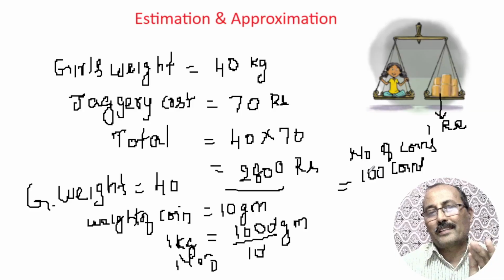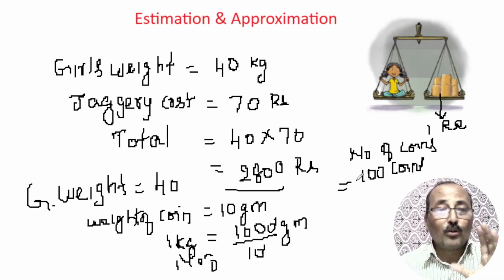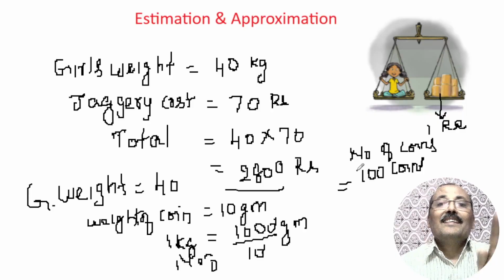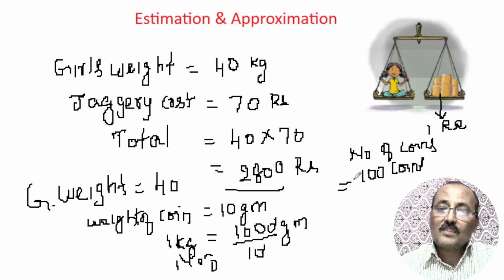The question is quite simple. In this place, a lot of examples can be given. In the book, if you go through, there are many sums. So, what are the important things here? The weight of the girl, you have to estimate. Jaggery cost, if you know, use it. If not, just estimate according to your situation, depending upon the time.